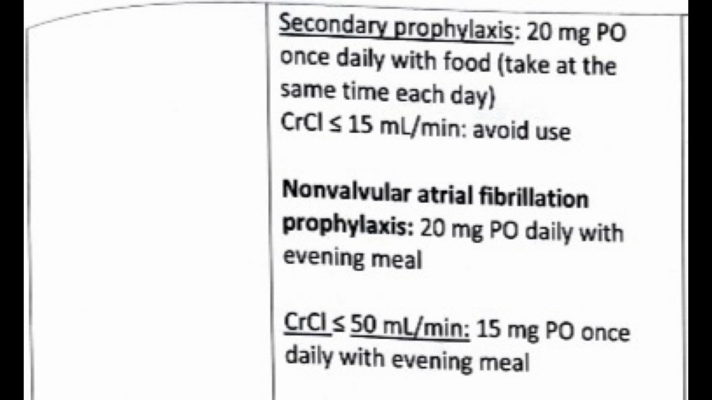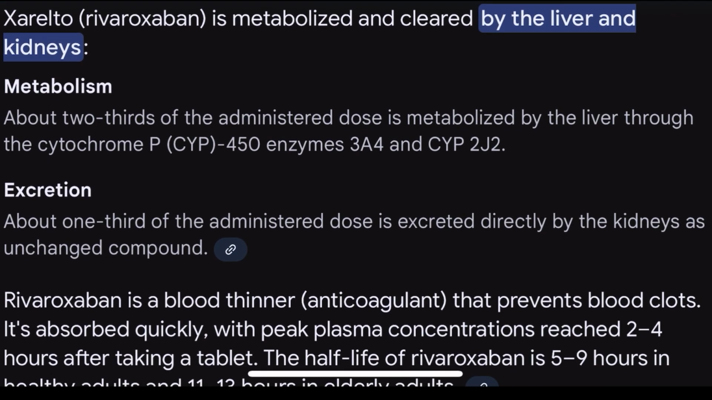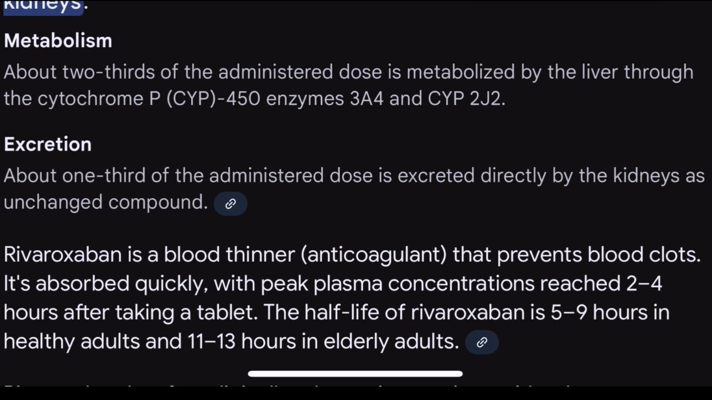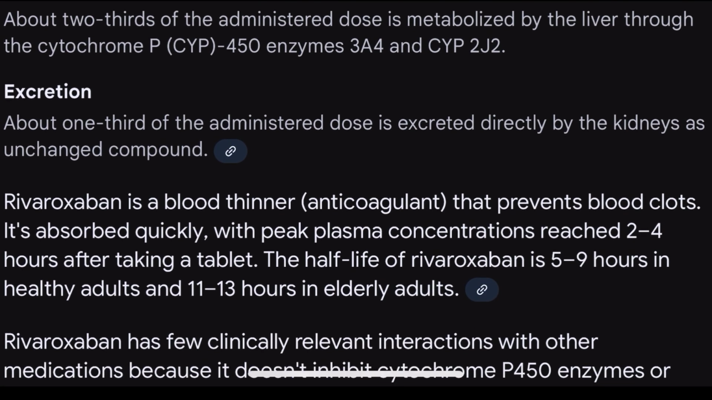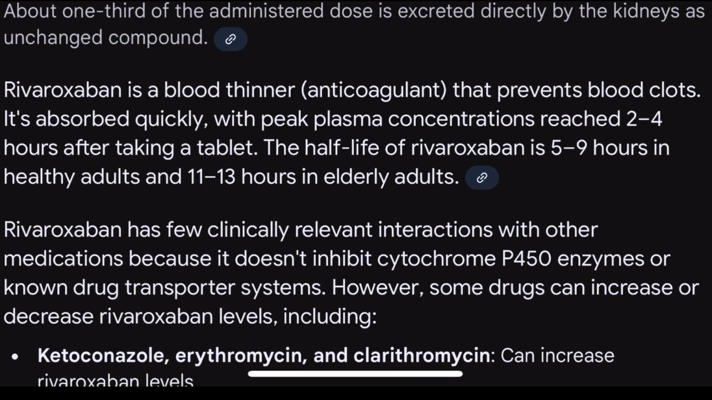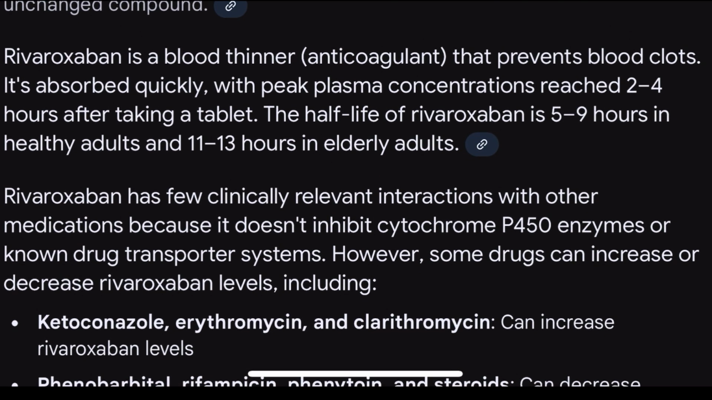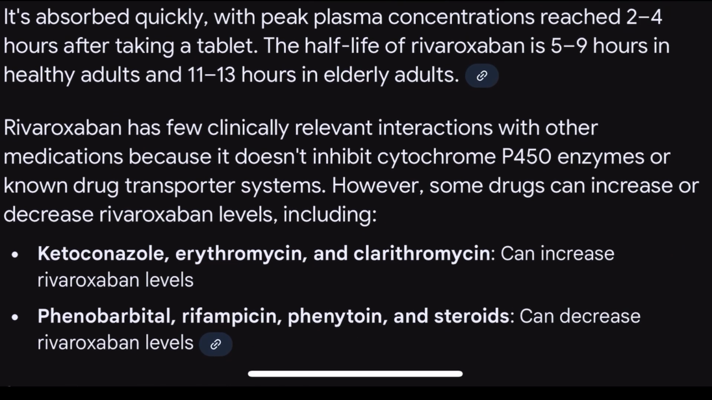If the patient has creatinine clearance less than 15 milliliters per minute, you want to avoid the use of Xarelto. The patient can do 20 milligrams daily with the evening meal as long as their creatinine clearance is greater than 50, but if it's less than 50, you want to max it at 15 milligrams daily, and this is for non-valvular AFib prophylaxis dosing. Again, premature discontinuation of this medication is going to increase thrombotic events.